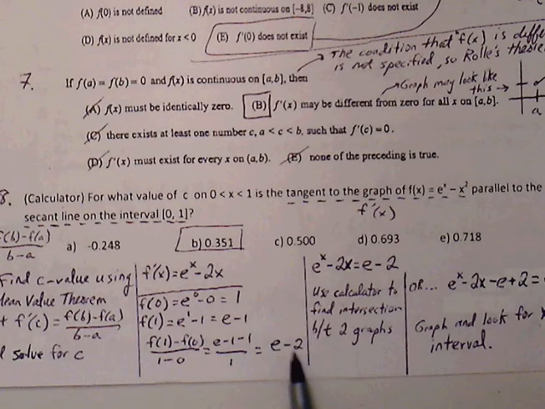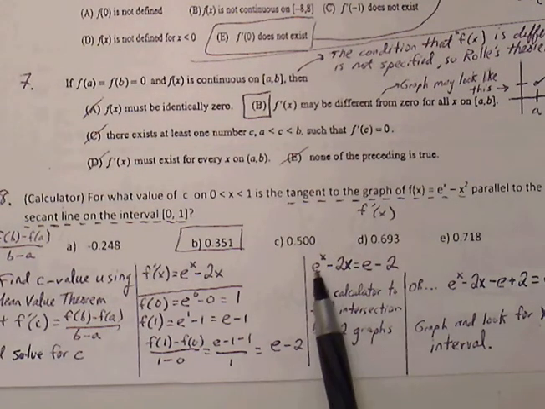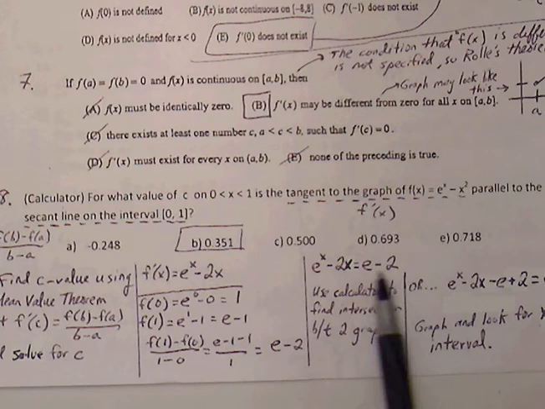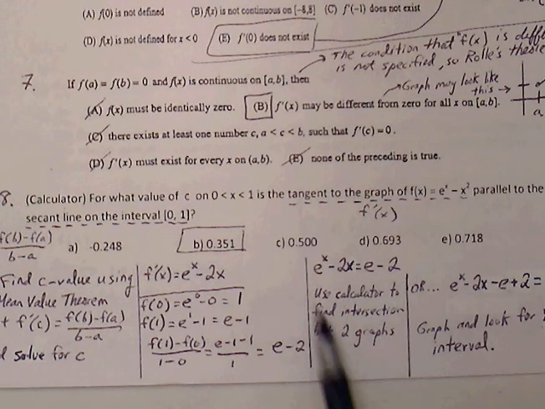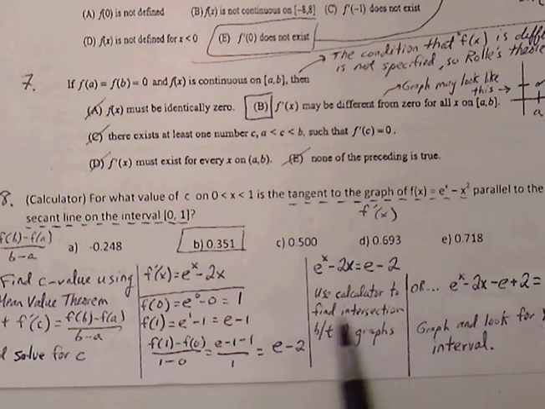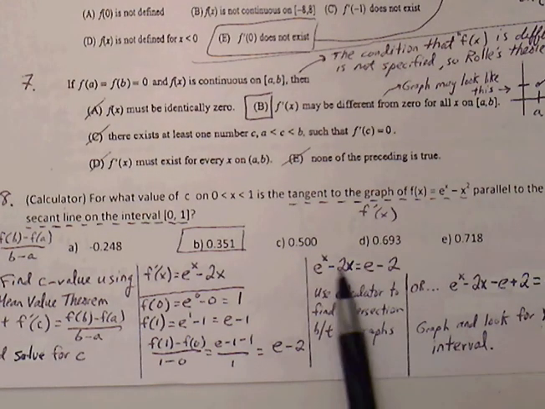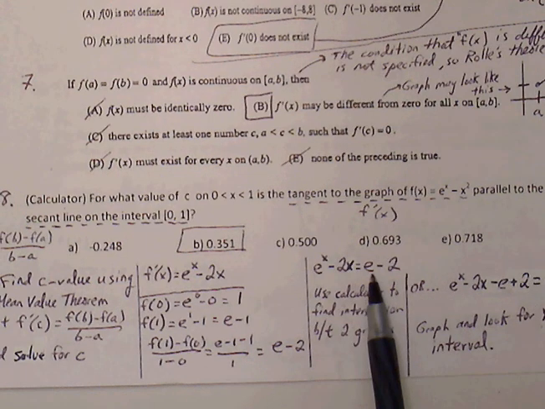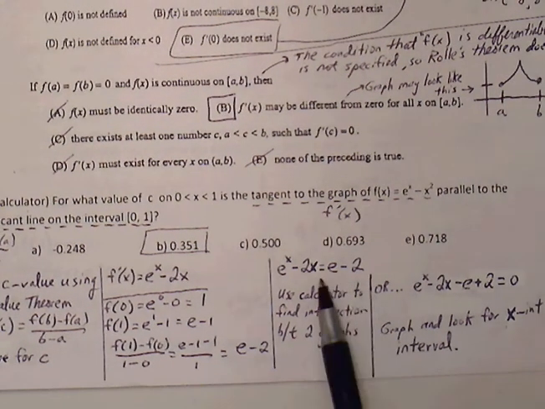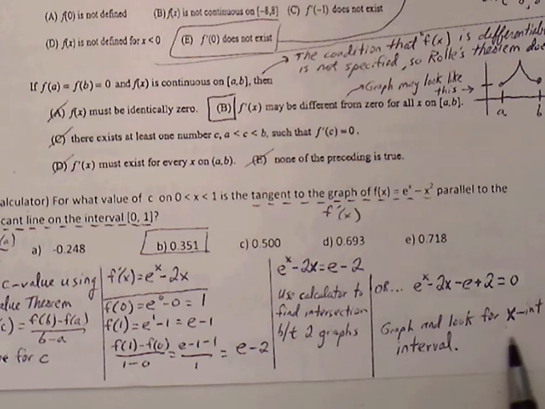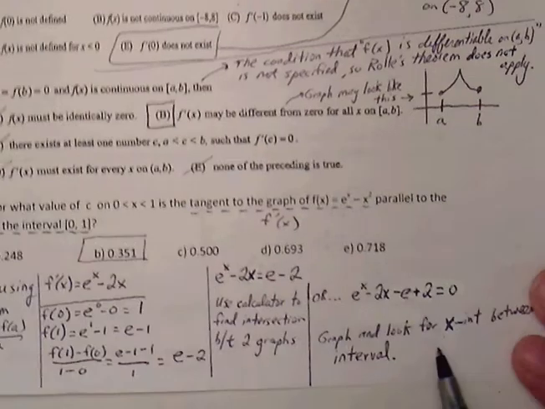And finally, we're going to set our derivative equal to our average slope, or the slope between the endpoints. We're not able to solve this by hand, so we're going to use our calculator. You can find the intersection between the two graphs by putting both into your y equals in your graphing calculator, or we can just set everything equal to 0 and look for the x-intercept. So that's what I'm going to do here.